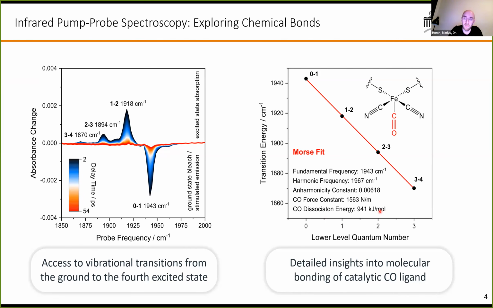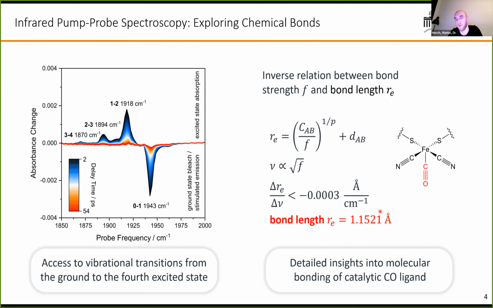In addition, we can also use these quantities, in particular the force constant, together with empirical models to gain insights into bond lengths. And what I would like to highlight here is that, of course, these bonds we're looking at, in the case of the CO ligand, for instance, are very short. So we're just talking about 1 angstrom.